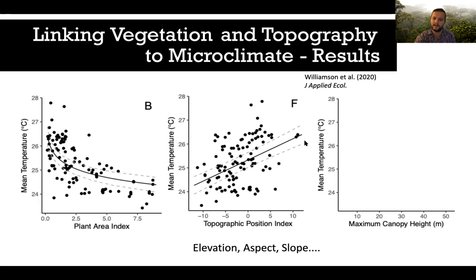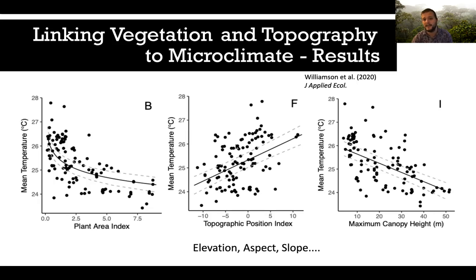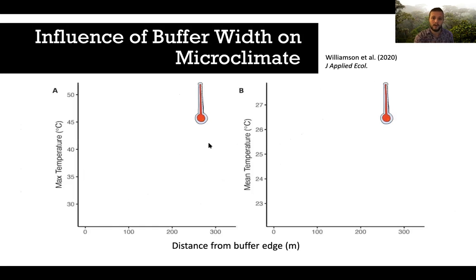And finally, we looked at maximum canopy height, and we got a very clear negative relationship between the height of the canopy and the temperature you find in the understory. Now, this is 3 metrics out of a whole host of ones we looked at. We also looked at different microclimatic variables as well, but you're going to have to look at the paper to find out more results on these. These are just indicative of some of them.